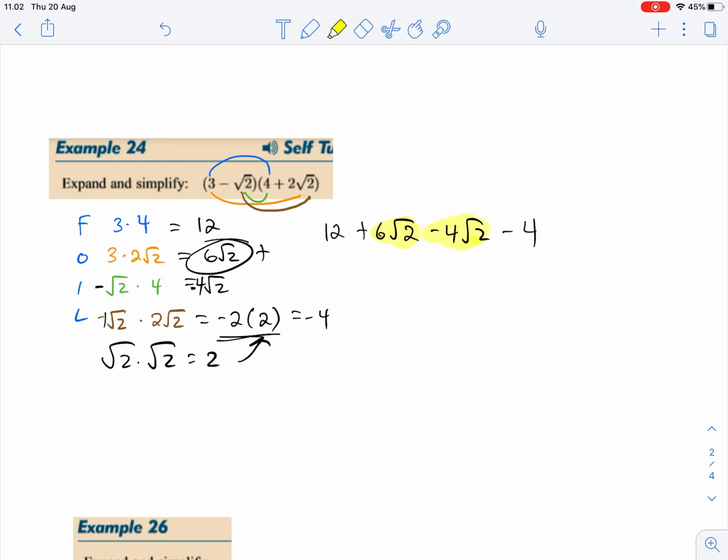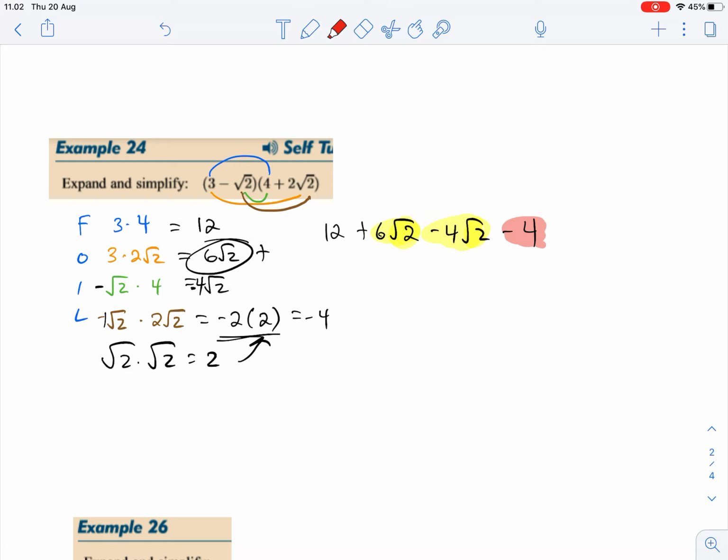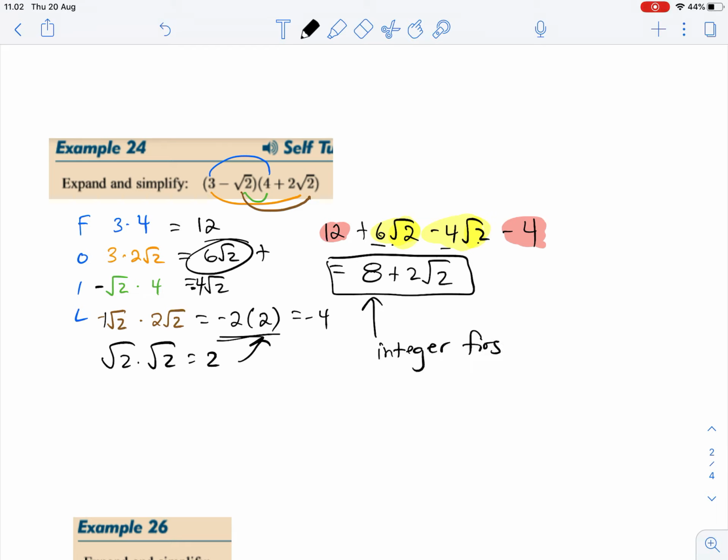Now you'll notice that I can simplify this expression. So I have 2 terms that have the root 2 in it, and then I have 2 terms that are just integers. So this simplifies to 12 minus 4, 8. And then 6 minus 4 is a positive 2. Of course, we're going to keep that square root of 2. And there you have 8 plus 2 times root 2. Final answer. Remember, put your integer first, surd last or next.